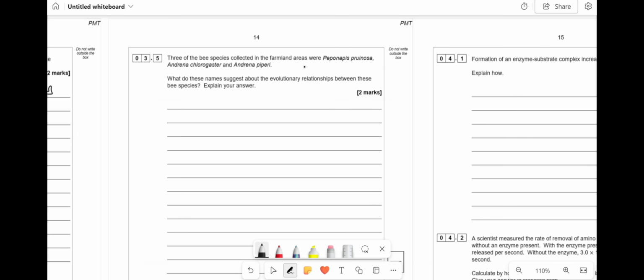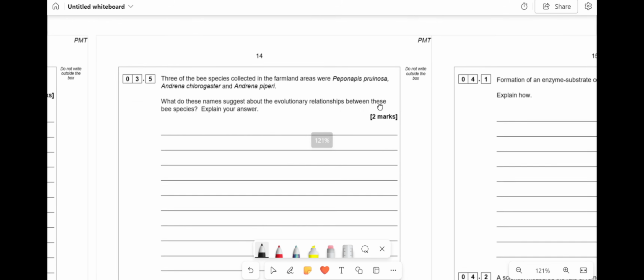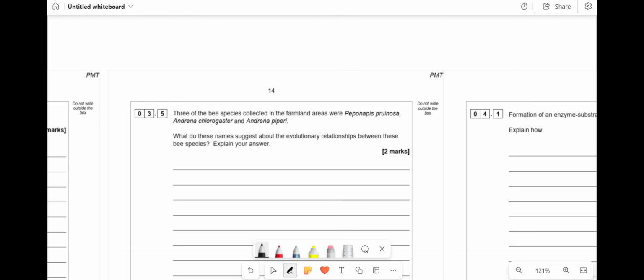Now it says 3 of the bee species were collected in the farmland areas. What do these names suggest about the evolutionary relationships between them? Explain your answers. Evolutionary relationships are all to do with phylogeny, right? So: Desperate King Philip cried out for goodness sake. Domain, kingdom, phylum, class, order, family, genus, species. Whenever we report the name of a species, we use binomial nomenclature, which means we give the genus followed by the species.